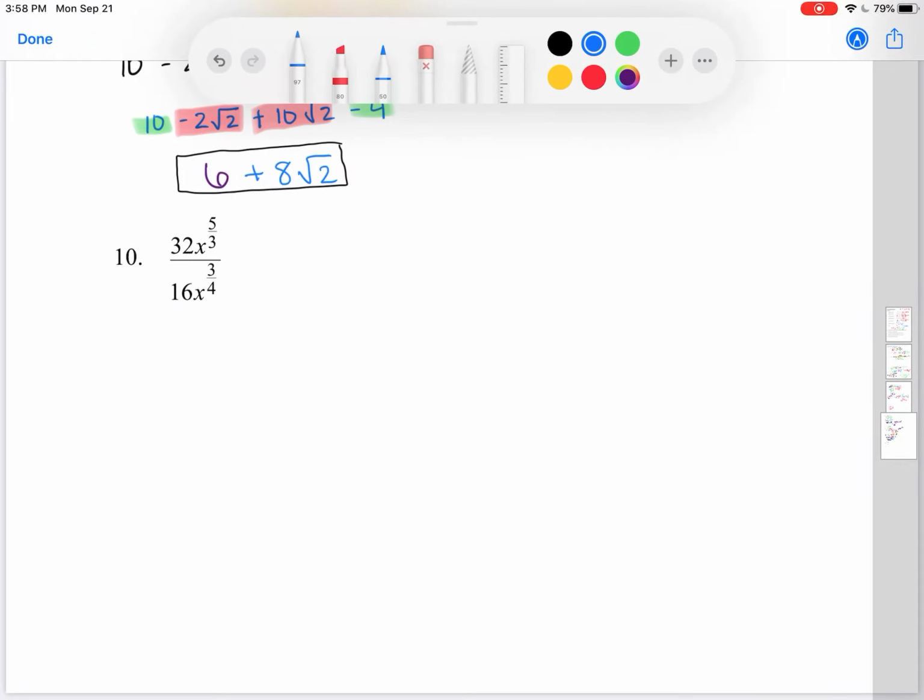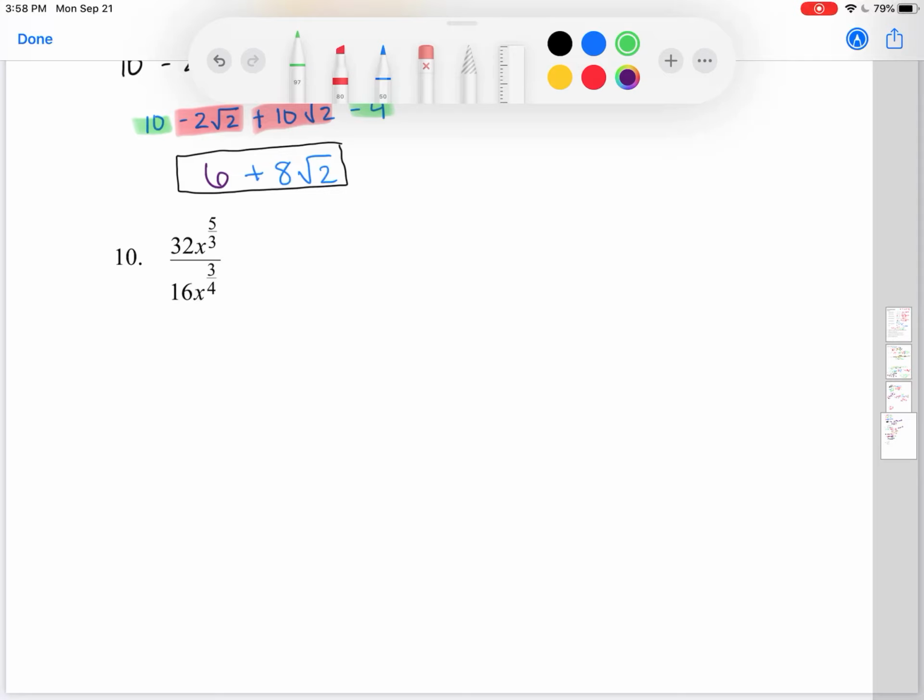And then the last one here is question 10. So question 10, we see a lot. We see 32 up top. We see a 16 down below. So we can take care of that. And then we see both x's. So we have x to the 5 over 3 and x to the 3 over 4. We'll take care of that momentarily.